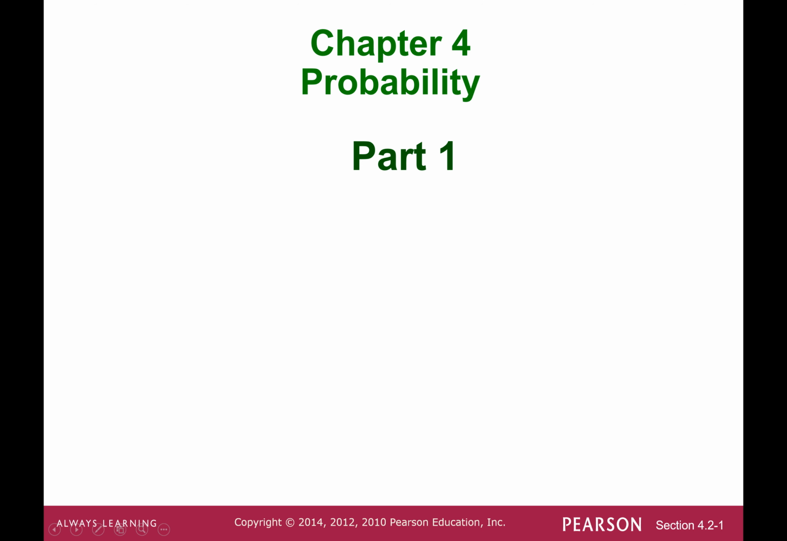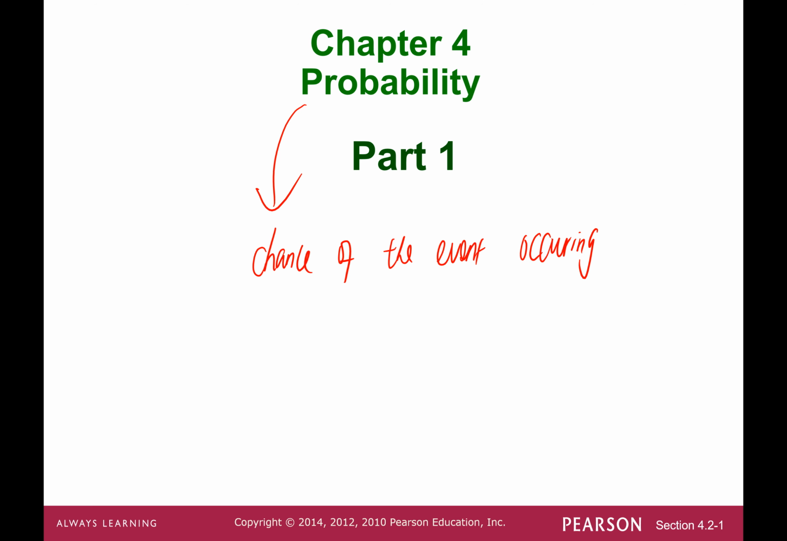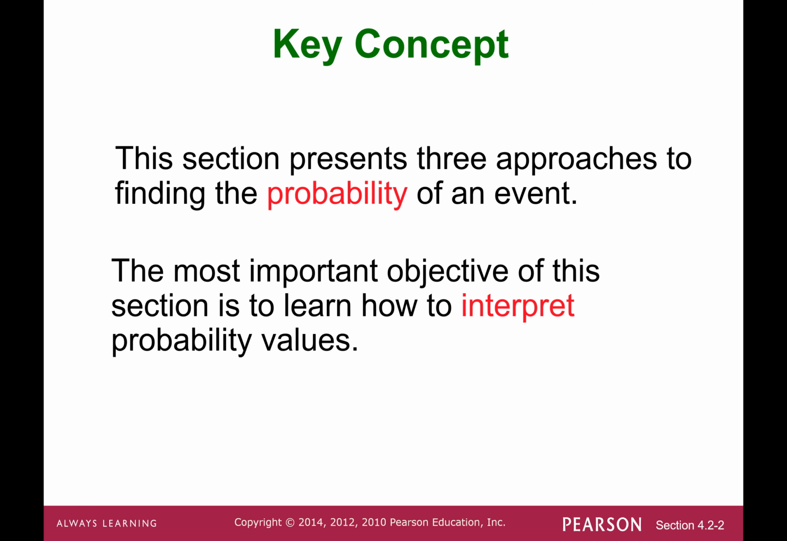Take a look at chapter 4 on probability. So probability itself is the likelihood or chance of the event occurring. We're going to take a look at 3 different approaches to find the probability of a certain event. We're also going to understand how to interpret probability values.